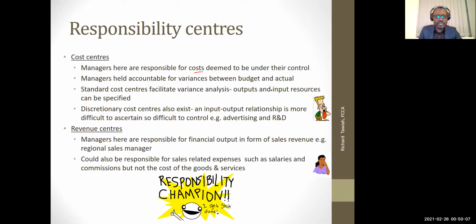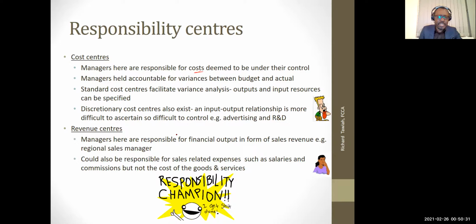In that case, the input and output relationship is more important, and it's more difficult to ascertain because these are discretionary. We don't normally know when they could come. They come in and we have to allow it to work, like research and development, advertising. So it's quite difficult to try and control this, especially as they are fixed and we cannot control them.